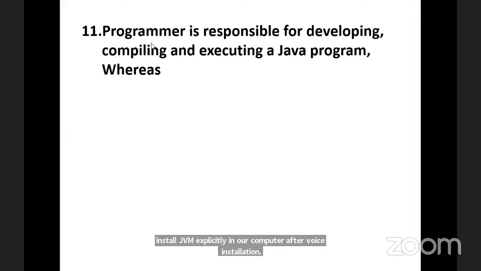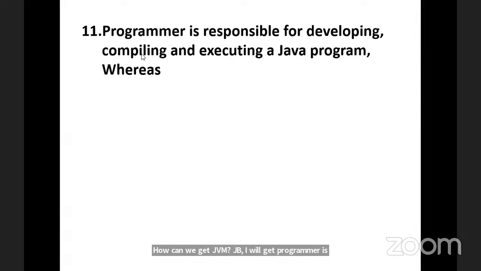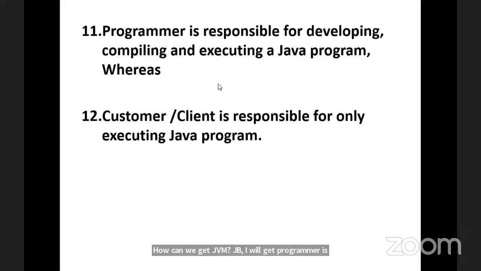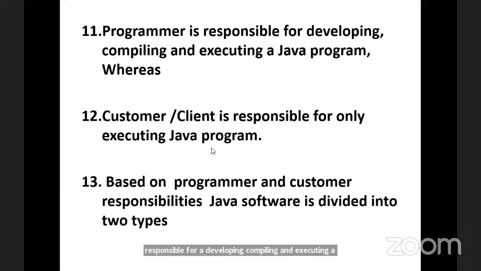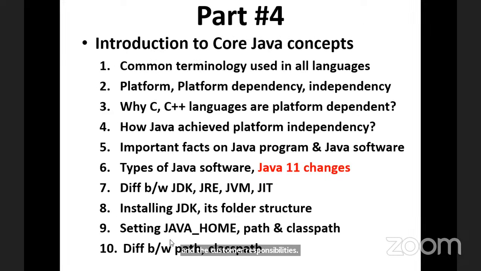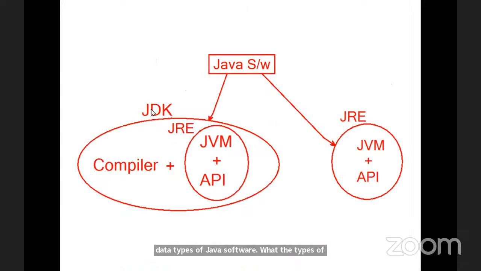Programmer is responsible for developing, compiling, and executing a Java program, whereas the customer or client is responsible only for executing a Java program. Based on the programmer and customer responsibilities, Java software is divided into two types. Important facts completed. We are moving to the next topic. Types of Java software. What are the types of Java software? We have two types, JDK and JRE.